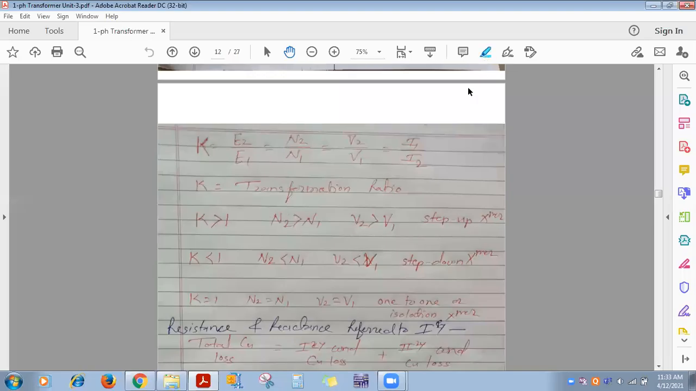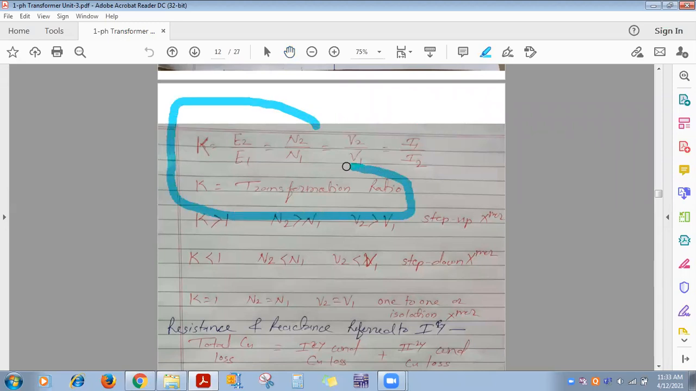Transformation ratio formula we know. This is the formula for a transformation ratio: K is equal to E2 by E1 is equal to N2 by N1. Whatever the two equations of E1 and E2 we have derived, take the ratio, you will get E2 by E1 is equal to N2 by N1, and that is called the transformation ratio.